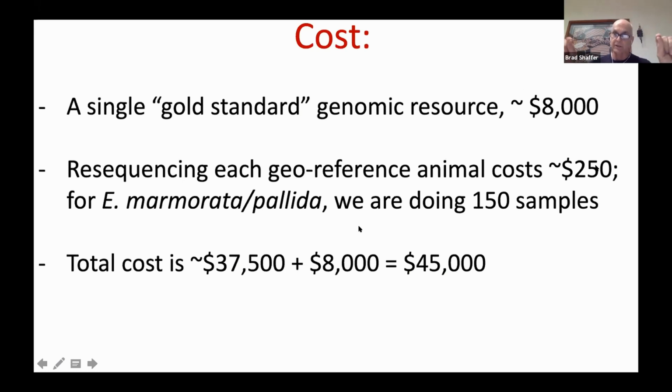Resequencing those reference animals for having nice, complete whole genomes, as Peter said, you don't need to redo the whole thing. It's a much simpler exercise. Those can be done for about $250 a pop. So for our study with establishing that resource for the Western pond turtle, it's about $37,500 for the resequencing for those 150 animals, $8,000 for the reference. It's about $45,000 to do the whole thing. Not cheap, but not super expensive either.